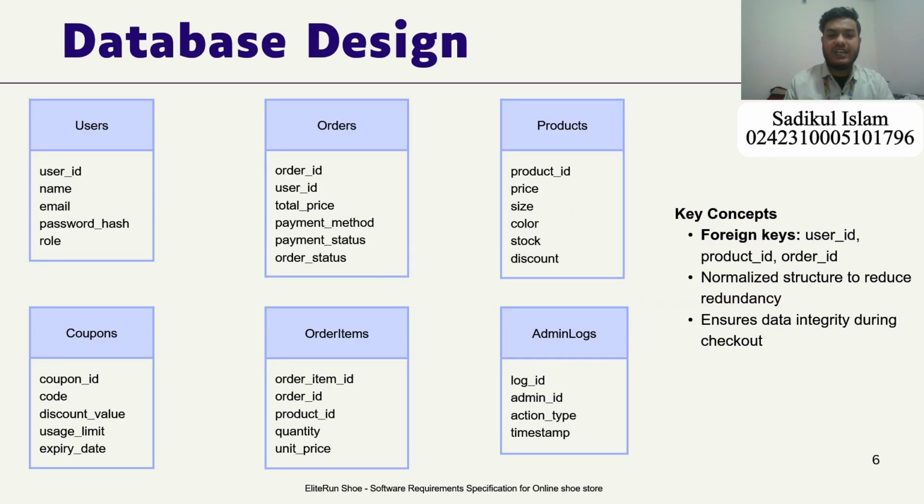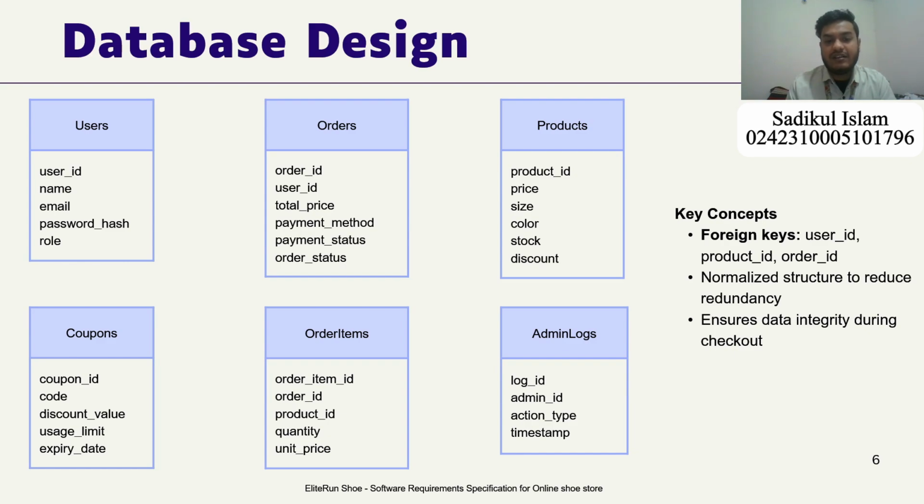This slide shows the database design of our online shoe store system. We have several main tables. The user table stores user information such as user ID, name, email, password hash, and role. This helps manage both customers and admins securely. The product table stores all product details, including product ID, price, size, and color. Order-related information like order ID, user ID, total price, payment method, and so on.